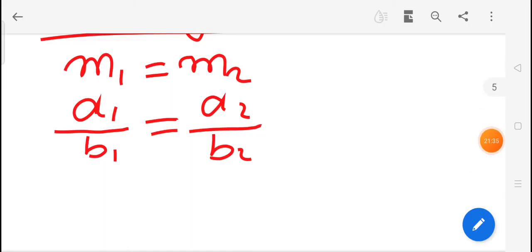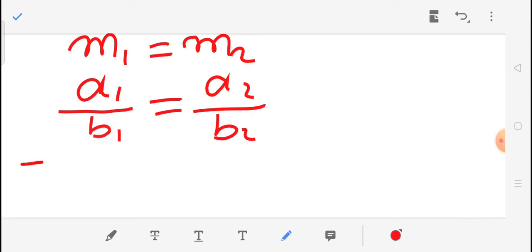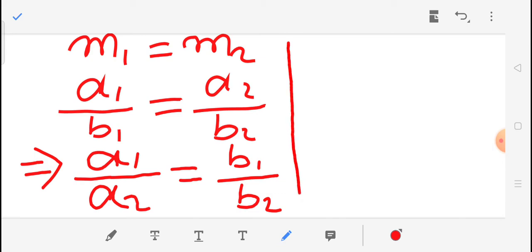For many solutions we have m1 equals m2, that is a1 by b1 equals a2 by b2. The minus sign is ignored, and we can again convert it as a1 divided by a2 equals b1 divided by b2. So this is the condition in terms of the slope.